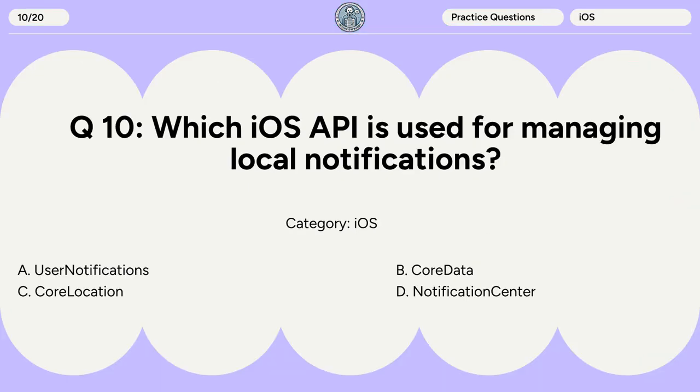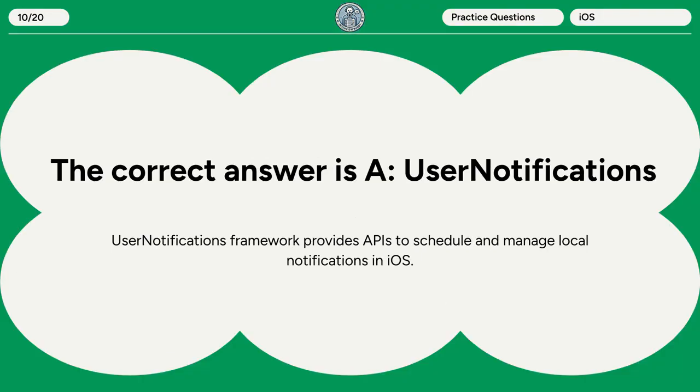Question 10. Which iOS API is used for managing local notifications? A. User Notifications. B. Core Data. C. Core Location. D. Notification Center. The correct answer is A. User Notifications. The User Notifications framework provides APIs to schedule and manage local notifications in iOS.